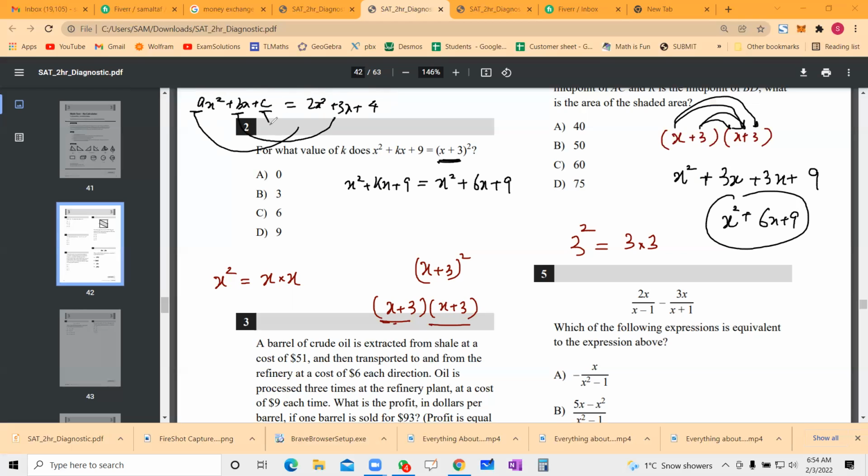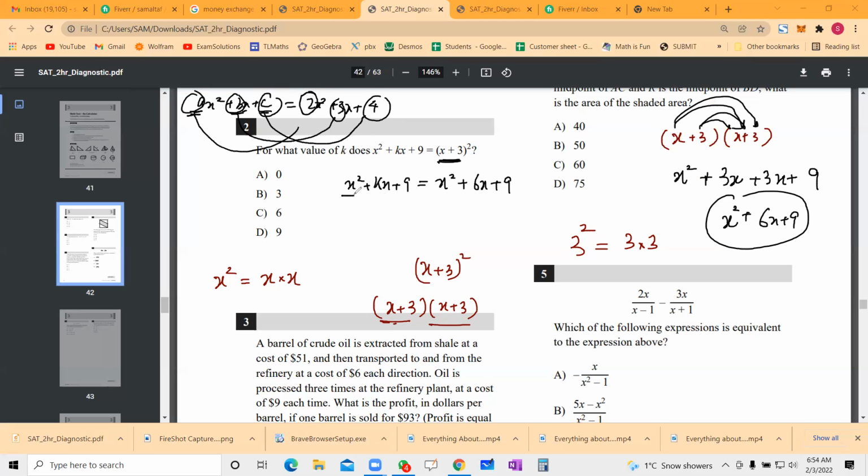And how much will c be? 4. That means you're comparing the coefficients of x squared, x, and the constant. So the coefficient of x squared is equal on both sides: a is 2. The coefficient of x, that's b, is equal to the coefficient of x, that's 3. And the constant c is equal to the constant 4.